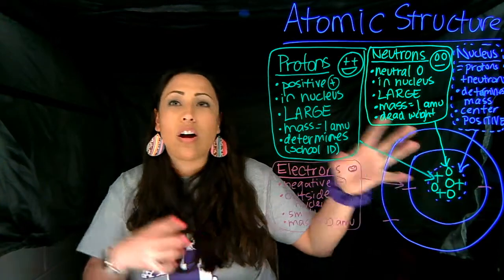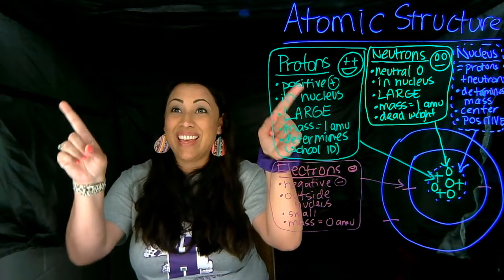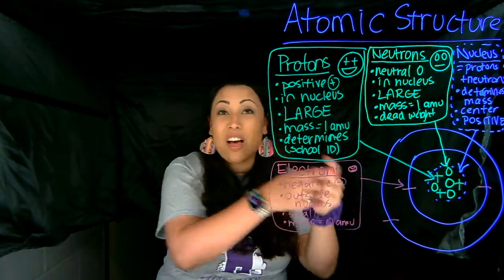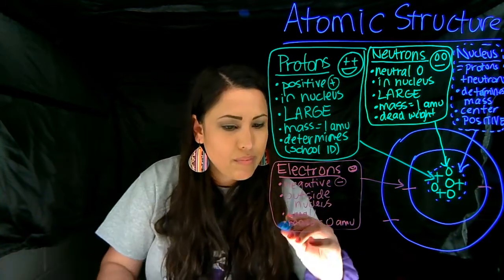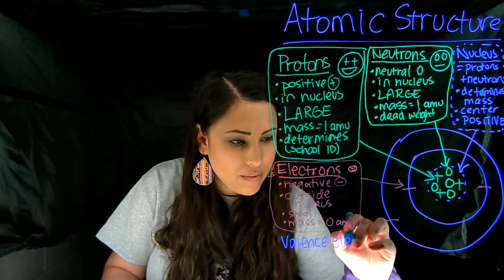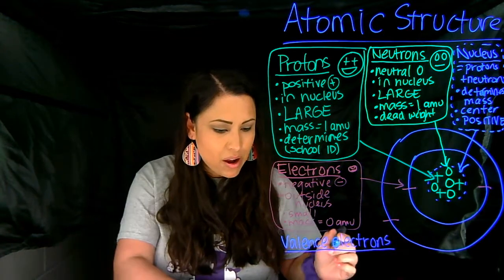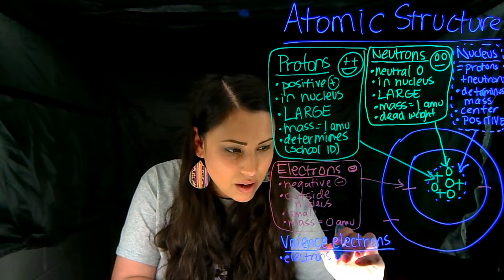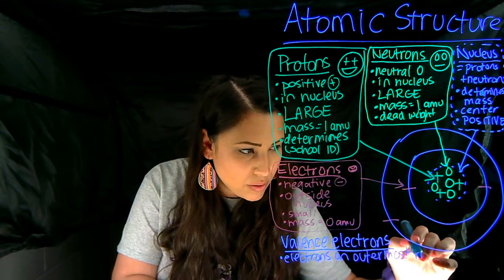Now, we do call our outermost electrons valence electrons. Now remember, I'm saying valence electrons. I'm pointing to the outside because they are valence electrons on the outermost ring. So we're going to label those too, just so we remember. Valence electrons. You want to say that with me? Valence electrons. Good job. Okay. Electrons on outermost ring.